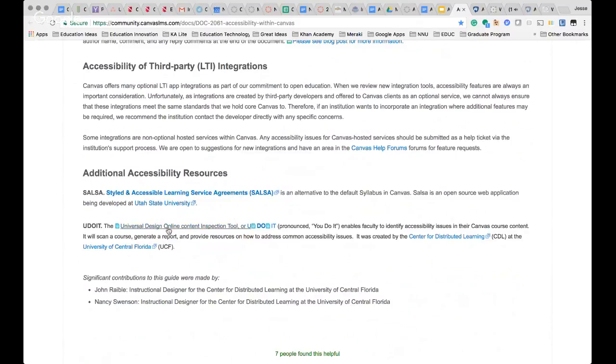And then the other one is this piece called Universal Design for Online Content Inspection Tool, or UDoIT. In all of our Canvas courses, we have the UDoIT option installed. You can click on it and it will run a report for you, and it'll check everything. It checks your syllabus, your content pages, your files, your pictures, all of those things, and then it will generate a report and give you the option to fix it. You can click on those things, fix them right there, click save, and it will put all of those changes right back into your course for you. It's really, really phenomenal.